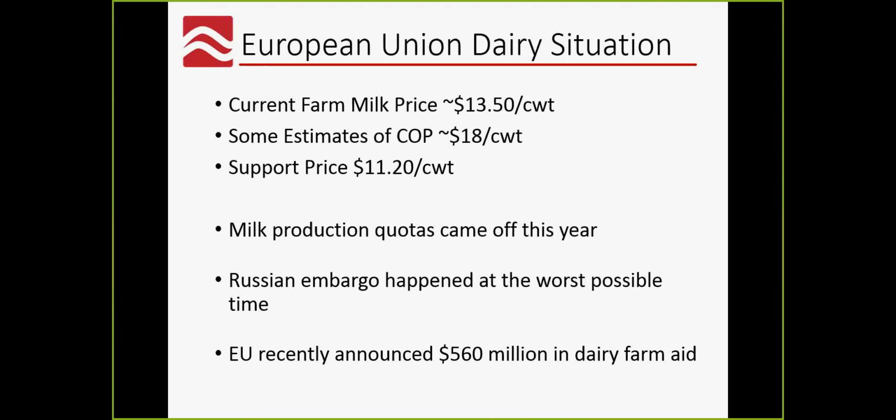The Russian embargo, as I mentioned before, was really bad timing. They recently announced $560 million in dairy farm aid, but that's spread across lots of countries, and it's mostly concentrated in the Eastern European countries that are most directly affected by the Russian embargo. They also announced that they were going to do more storage, which would be similar to our price support program.